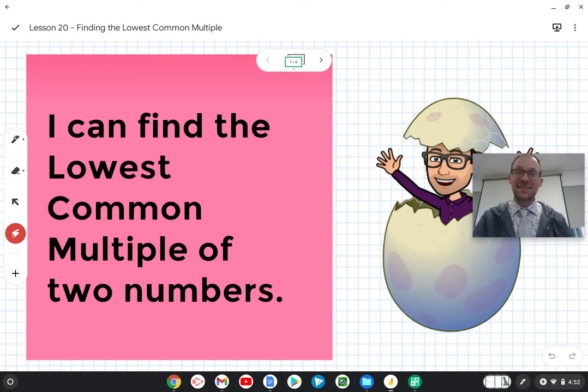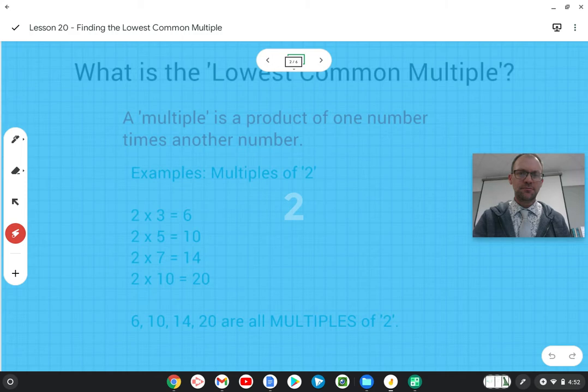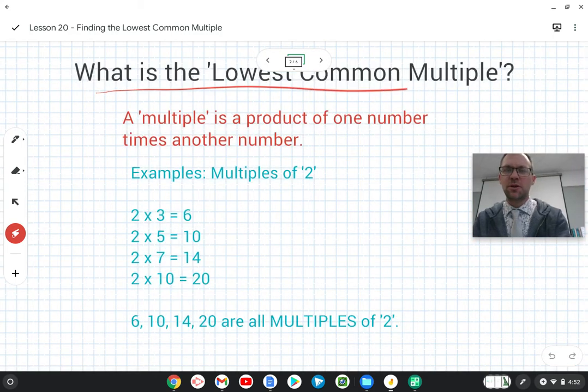Welcome to today's lesson. Our learning target today is I can find the lowest common multiple of two numbers. Now, all three words, lowest, common, and multiple, might seem unfamiliar, so let's dig into those first. Okay, so what is the lowest common multiple?